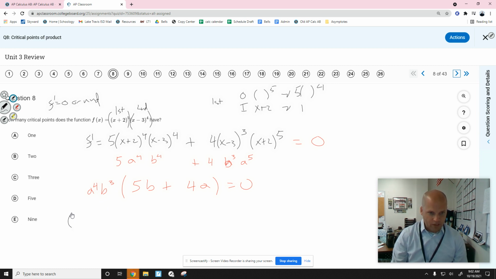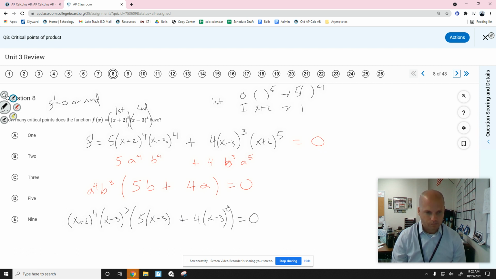So a to the fourth is x plus 2 to the fourth. B cubed is x minus 3 cubed. I have 5 b's. I have 4 a's. I'm going to simplify the inside here. This is 5x minus 15. This is 4x minus 12. Combining everything, I have 9 x's minus 27.